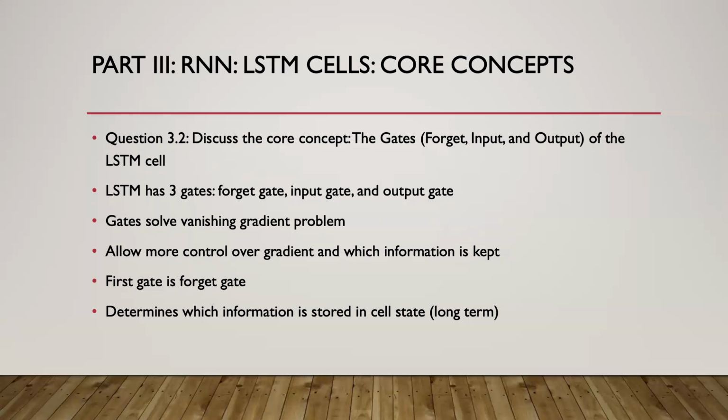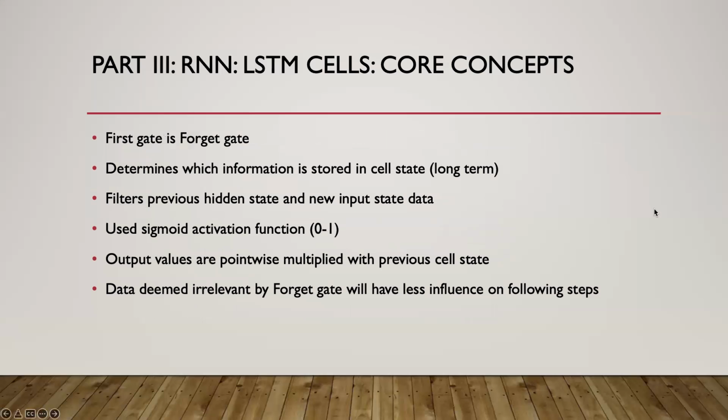The first gate is the forget gate, and it determines which information is stored in the cell state long term and what information is kind of forgotten from the long-term memory. Each link in the chain sends to the next link the updated cell state and the updated hidden state. And so the filter takes the previous hidden state and it takes in new data from that data point.